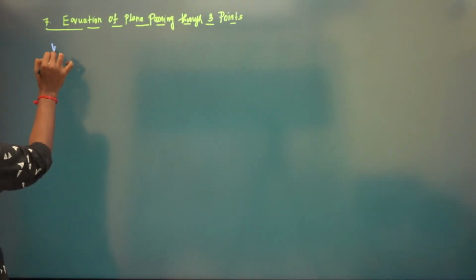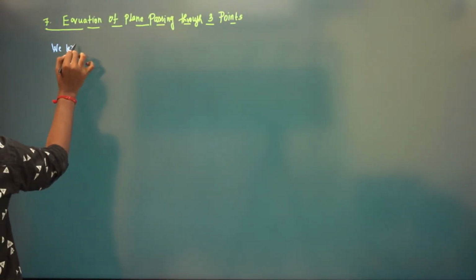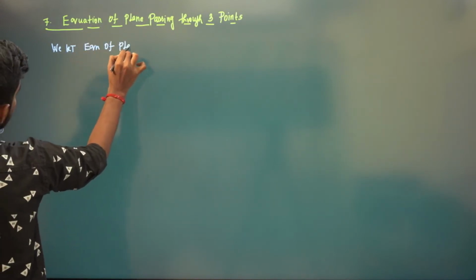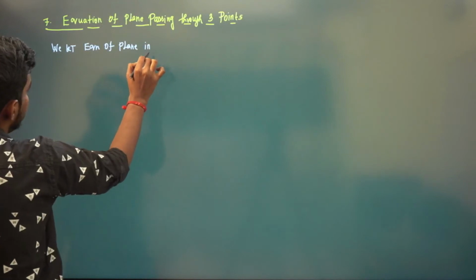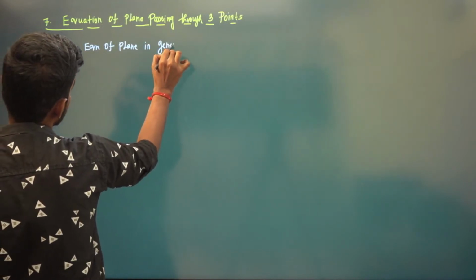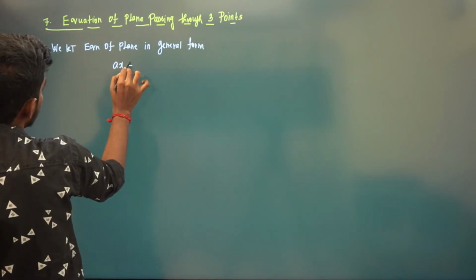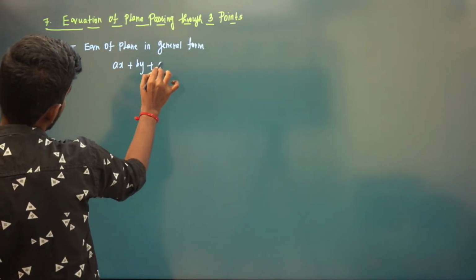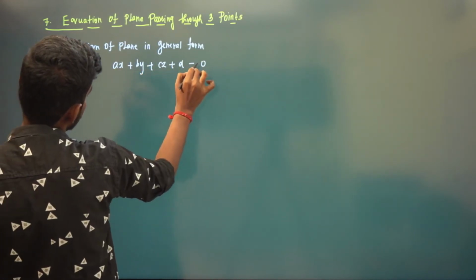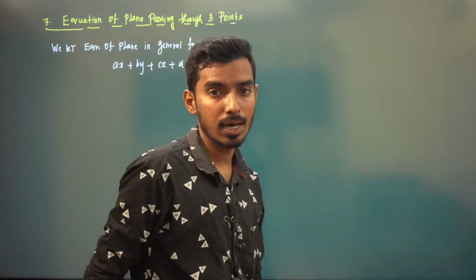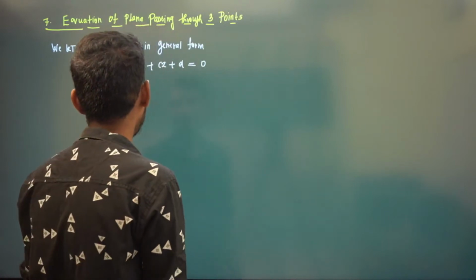So we know what is the equation of plane in general form. The equation of plane in general form is given by ax plus by plus cz plus d is equal to 0, where a, b, c is the direction ratio of the normal, right?